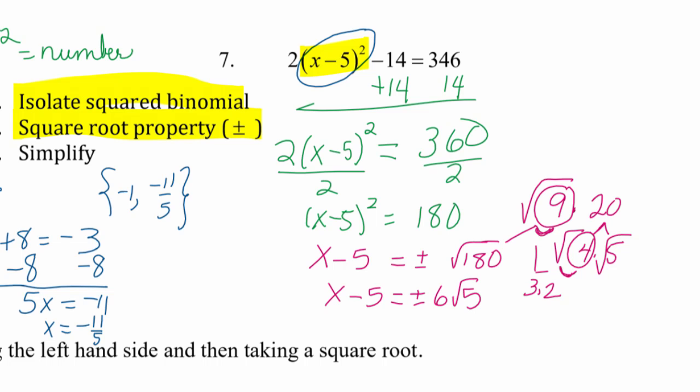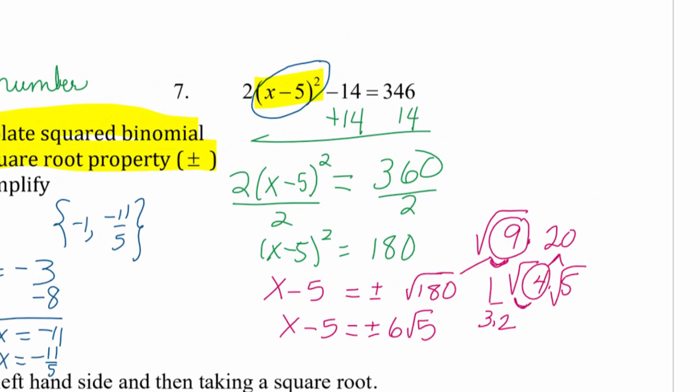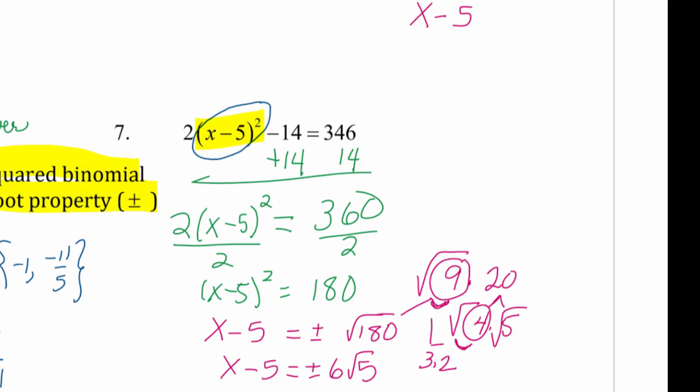And now we are going to solve for x. We have to split this up into two equations. I'm going to have to come up here because I ran out of room. So here's the first equation: x minus 5 equals positive 6 square root of 5. We go ahead and add the 5 to the other side.